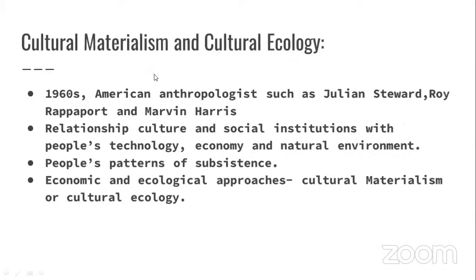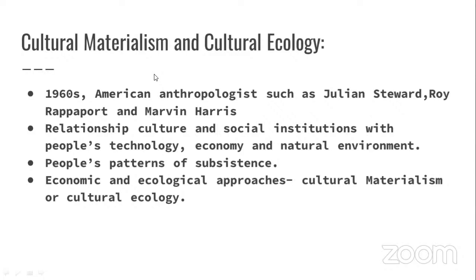Cultural materialism and cultural ecology. In the 1960s, American anthropologists such as Julian Steward, Roy Rappaport, and Marvin Harris began to study how cultural and social institutions relate to people's technology, economy, and natural environment. They focused on the relationship between cultures and social institutions, and people's technology, their economy, and their natural environment.